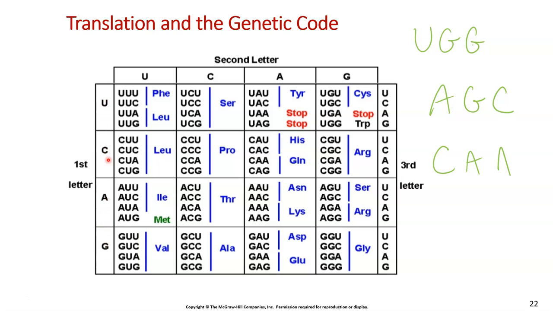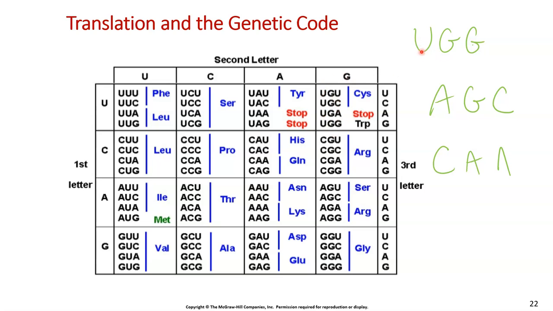We first find the first letter, which in this case, it is U. So we're going to start right here. So now our answer has to be somewhere on this row. Then you say, what is the second letter? Second letter is G. So we're on our first row. We go over to second letter across the top, G. So now we know it's in this box.